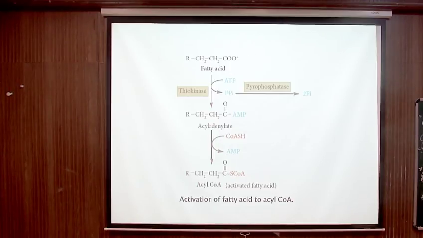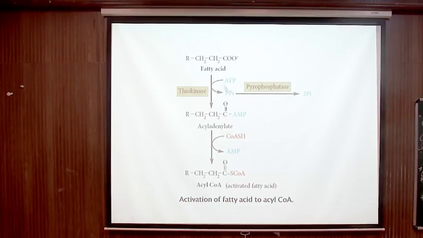Is this much clear? So this is the activation of fatty acid into fatty acyl coenzyme A using the enzyme fatty acyl coenzyme A synthetase or thiokinase, and we need ATP, and this takes place in the cytoplasm. So we have got this activated acyl coenzyme A in the cytoplasm.